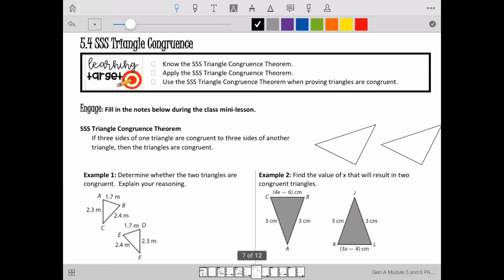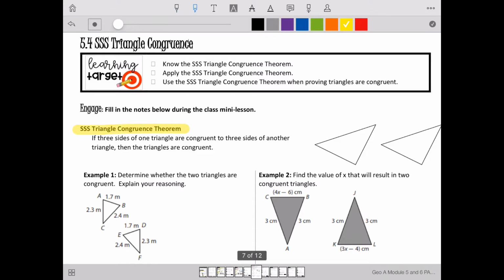Hello, this video is about section 5.4, which is about SSS Triangle Congruence. At this point, we've already learned about ASA, angle, side, angle, and we have learned about SAS, side, angle, side. So it's only fitting that we also learn about SSS.